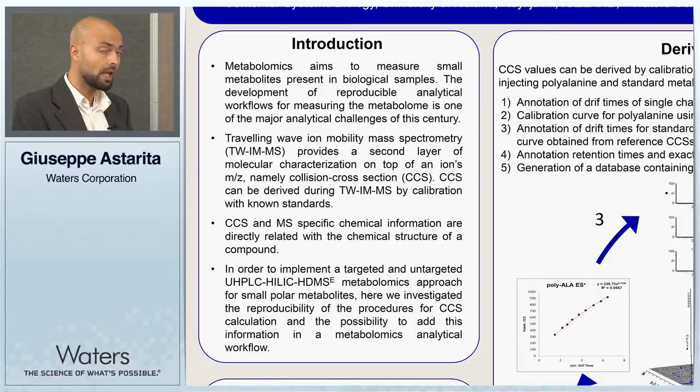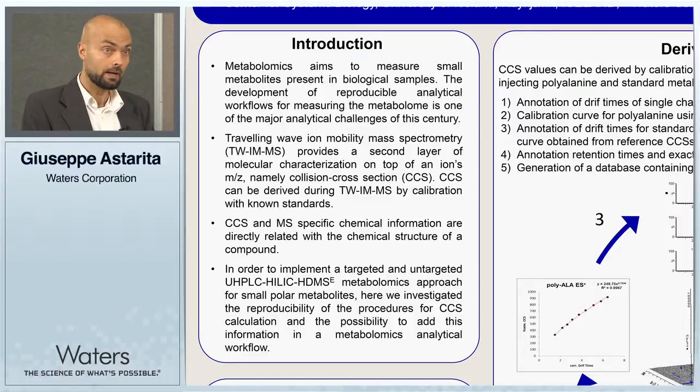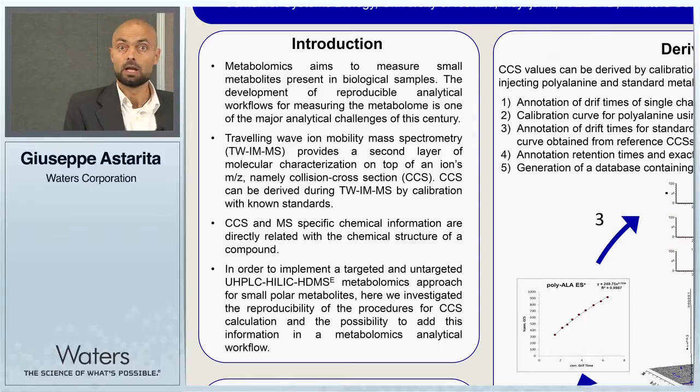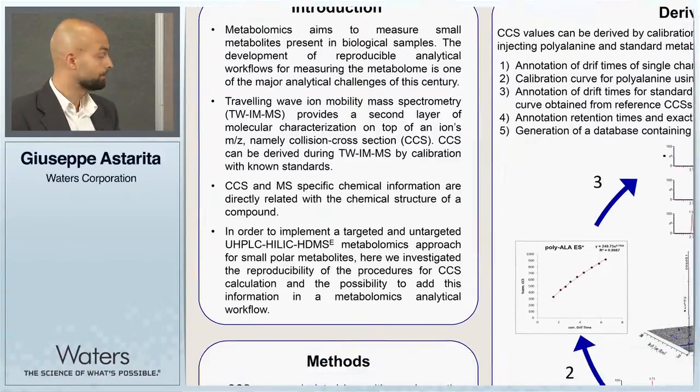for metabolomics. In this work, we investigate the use of ion mobility in support of more traditional UPLC-MS methodology for metabolomics applications. Ion mobility allows us to calculate collision cross-section, which is a measure of the molecular shape of the analytes of interest. In this work, we measure the reproducibility of collision cross-section calculation and the use of this information in a common metabolomics workflow.